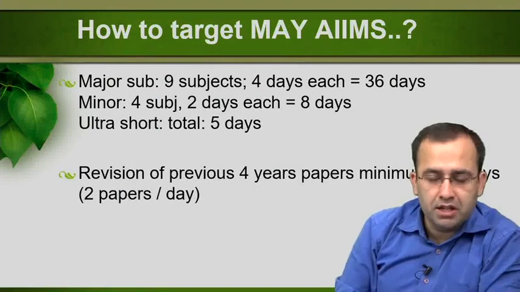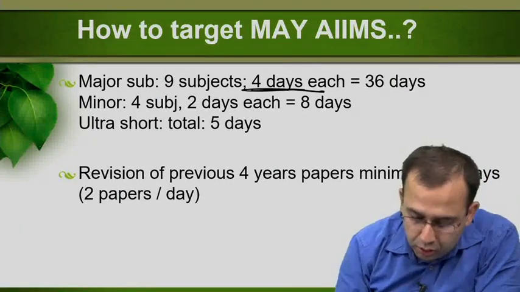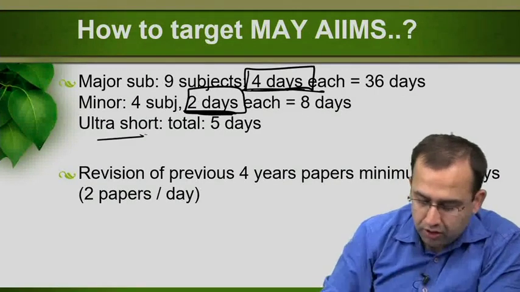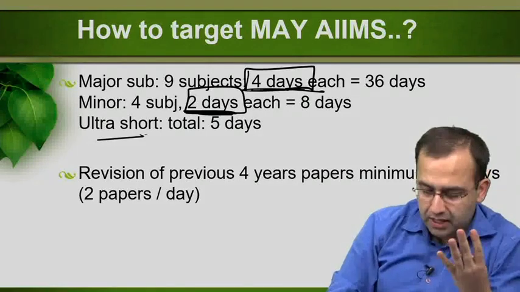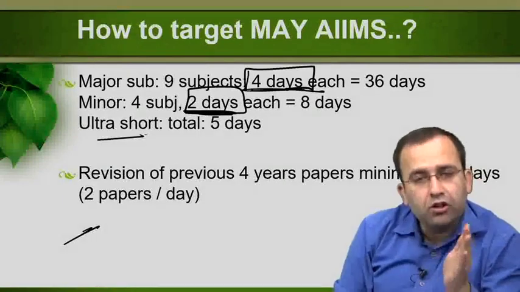There are 9 major subjects. Give 4 days to each major subject, 2 days to the minor subjects, and ultra short, that is your radio, derma, anesthesia, psychiatry and ortho. These are your 5 ultra short subjects. Give it a total of 5 days.